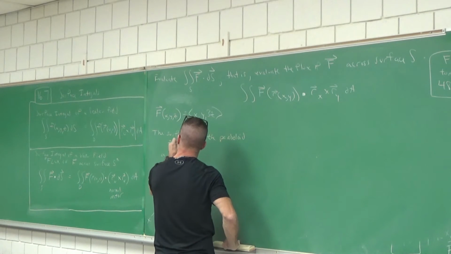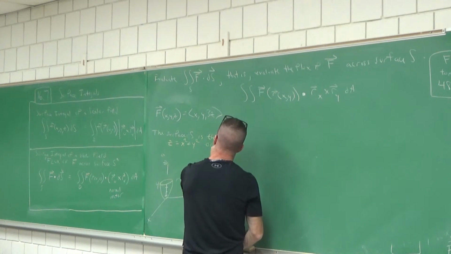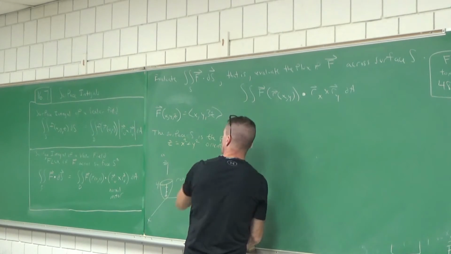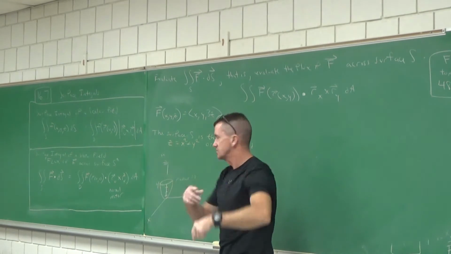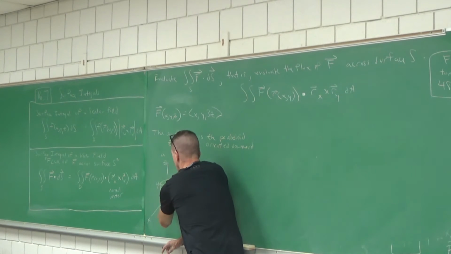Z equals x squared plus y squared. And the orientation is downward. So your normal vectors are going to be oriented downward. Just to remind you, can you go into this image and stick some vectors like this, so we don't forget that we have to make sure it's going to be down.